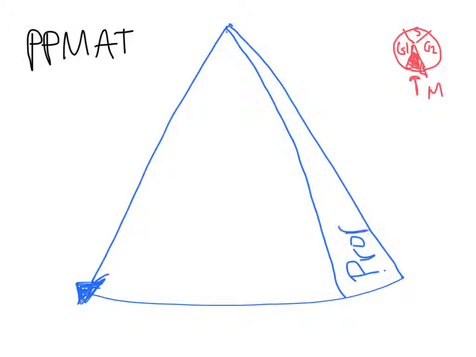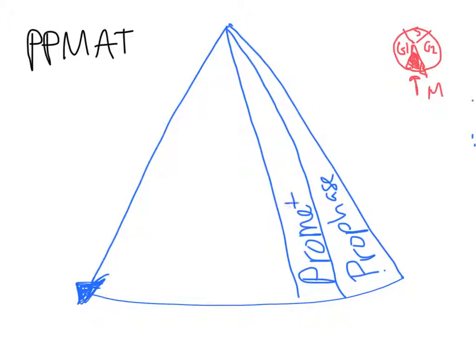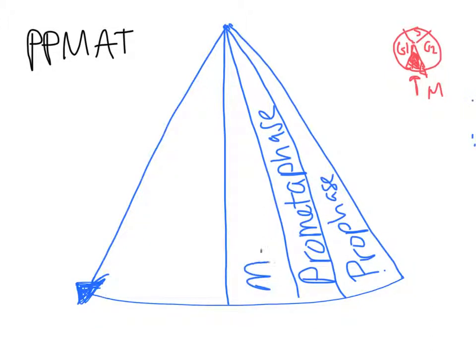Pro means before, so it's the very first phase. Now we're in the mitotic phase at this point. So that's the first P. Then we get to the next P. Now it's another pro, but this time it's prometaphase. And that actually means before metaphase. So not surprisingly, the next phase is metaphase.